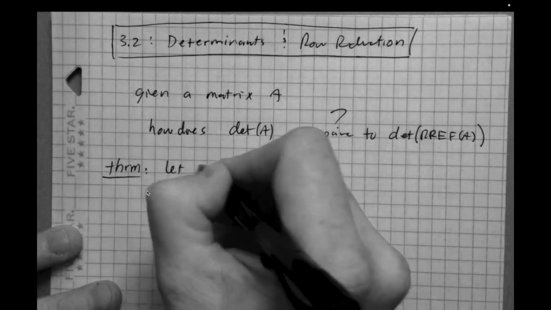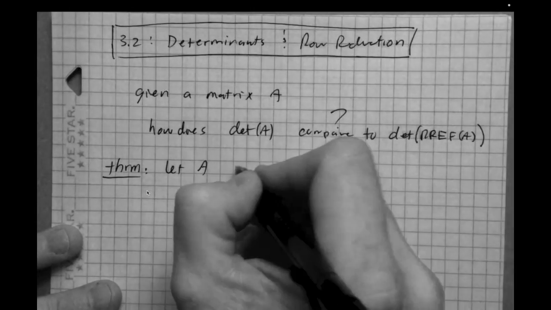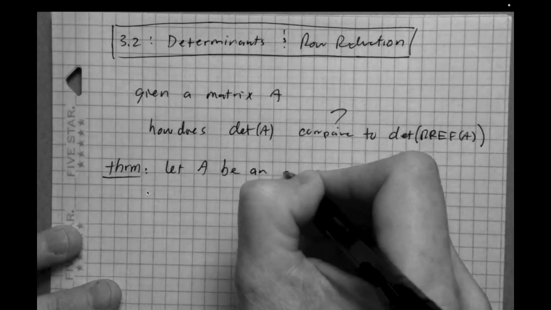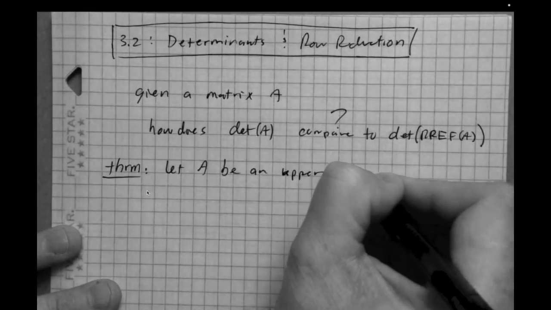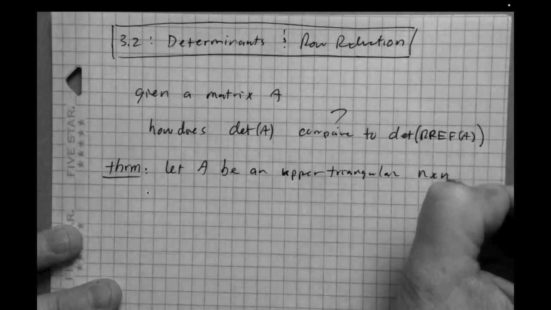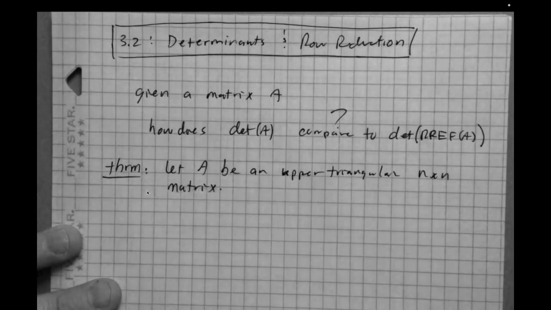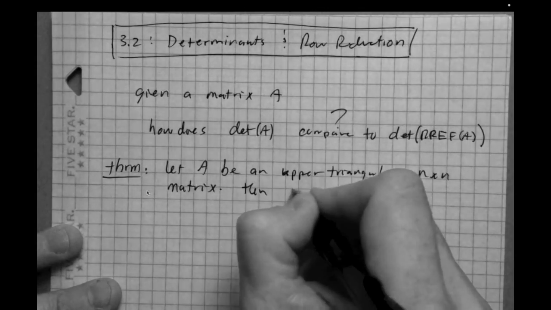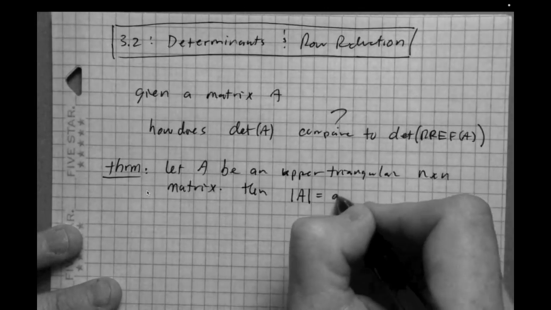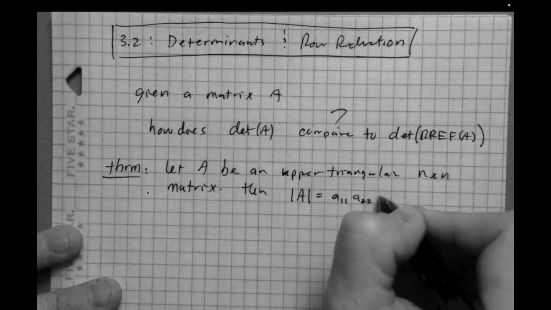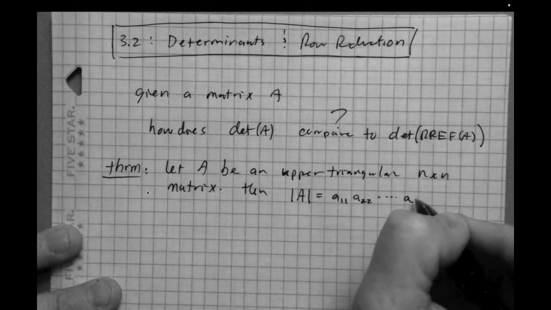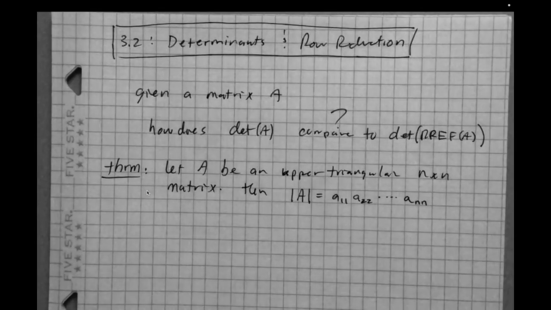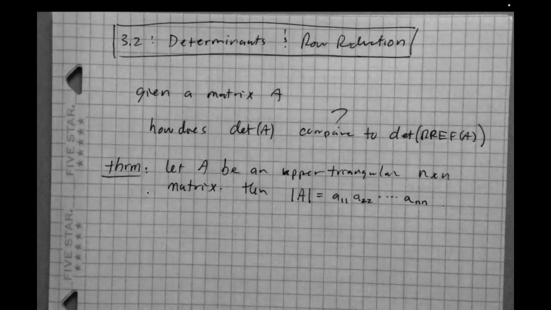Let A be an upper triangular n by n matrix. Then the determinant of A is going to be equal to A11 times A22 times ... times Ann. So the determinant of an upper triangular matrix is essentially the product of the entries of the main diagonal.